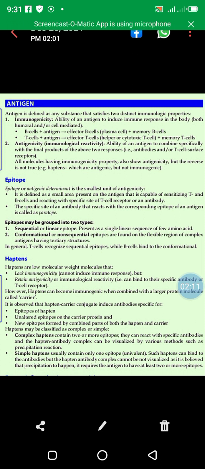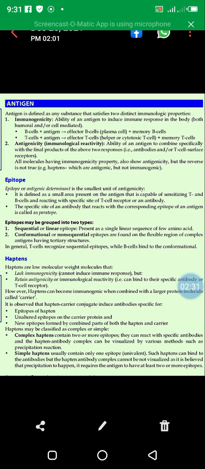Sequential epitope is actually present as a single linear sequence of a few amino acids, and conformational epitopes are found on the flexible region of complex antigen having tertiary structure. In general, T cells recognize sequential epitopes while B cells bind to the conformational epitope.